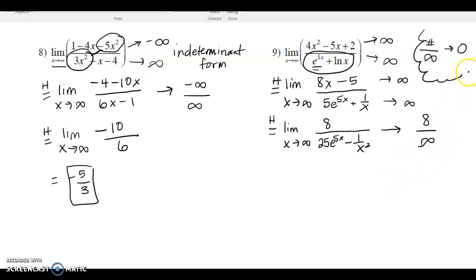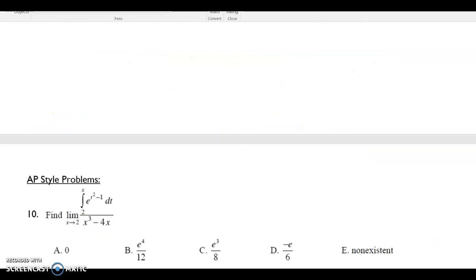And so if you pay attention to my note up here, a number divided by infinity, that limit is going to be 0. Now I can tell in this expression that it's bottom heavy for sure. And so when a rational function is bottom heavy, that limit as x approaches infinity would be 0. Let's try some AP style problems now.